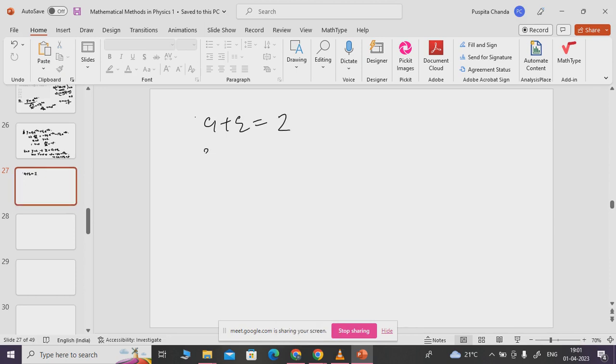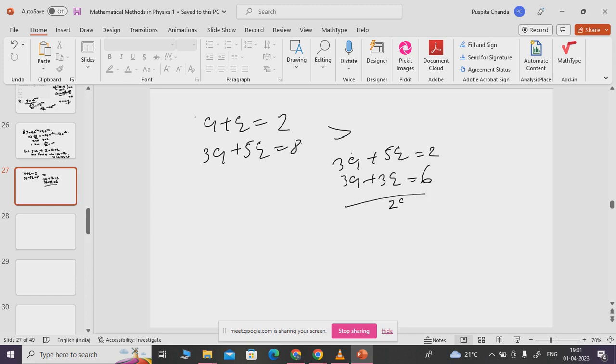So c1 plus c2 is equal to 2, and 3c1 plus 5c2 is equal to 8. So after solving this, c2 is equal to 1, so c1 is equal to 1. So y is equal to e to the power minus 3x plus e to the power minus 5x.